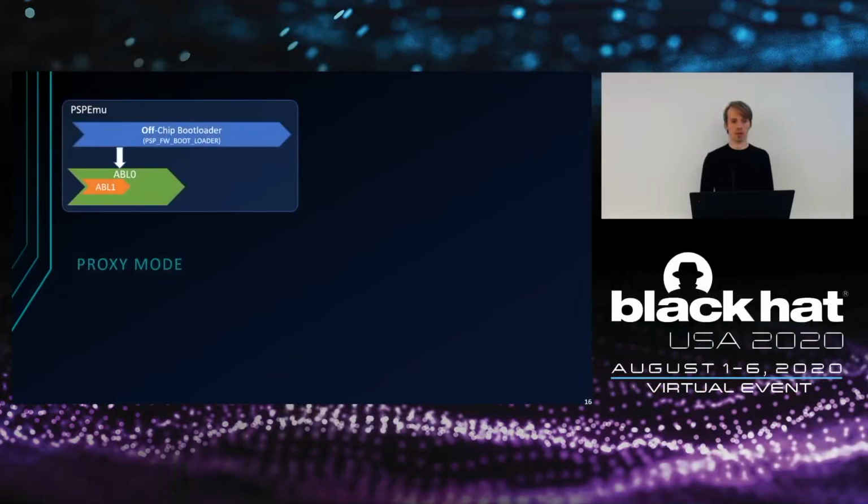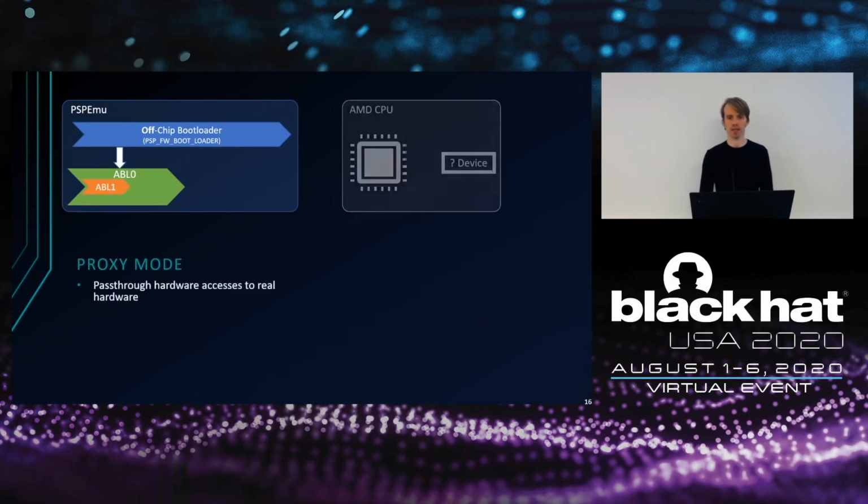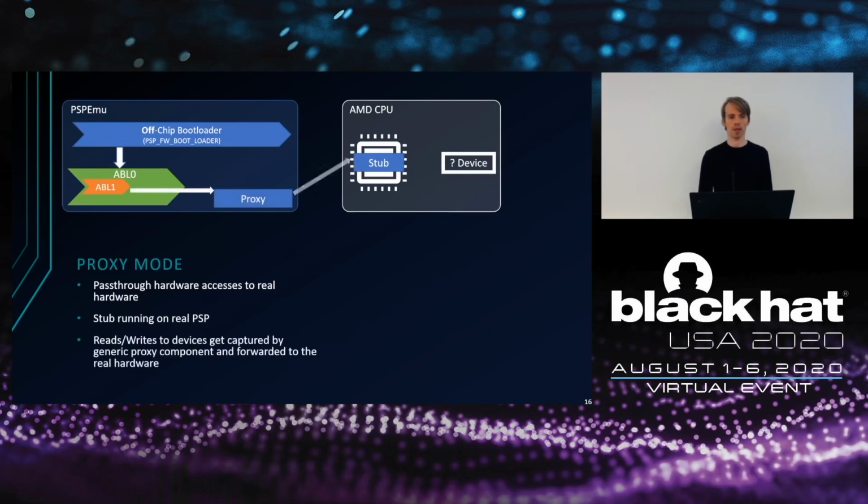So we had to choose a different approach, and because we already had code execution on the PSP for quite some time, we quickly came to the conclusion to leverage that and try to pass through hardware accesses the firmware makes from the PSP emulator to the real hardware. For that, the real PSP will run a stub, forwarding those requests from a generic proxy component in the emulator. This component will capture all accesses to regions which are not being used by configured emulated devices, like the emulated flash, for example, and forward it to the stub running on the real PSP, where it communicates with the device and returns the result back to the emulator. Robert will talk about the vulnerabilities we've exploited a bit later on in this talk.